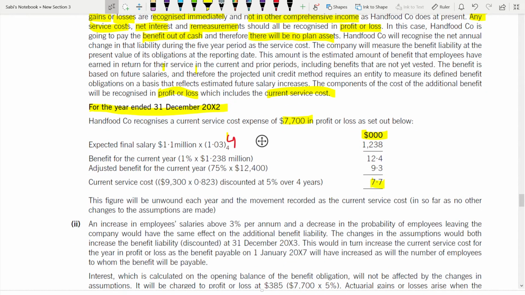Benefit for the current year. So once you get the expected final salary, what happens? Benefit for the current year, how much? Based on this final salary, you will get a benefit of 1%, which is 12.4.